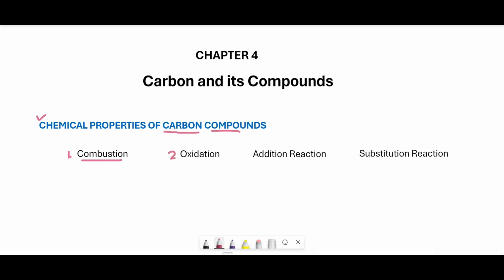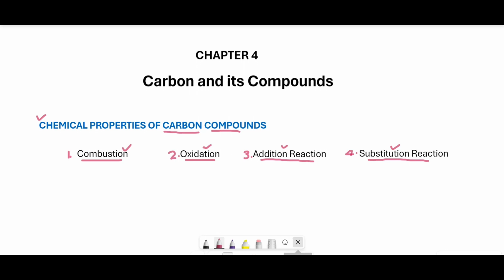Second one is oxidation. And third one is addition. And the last one is substitution reaction. So these are the four important chemical reactions of carbon compounds: combustion, oxidation, addition reaction and substitution reaction. Now we are going to study in detail what are these reactions about. Let us see individually what are these reactions.